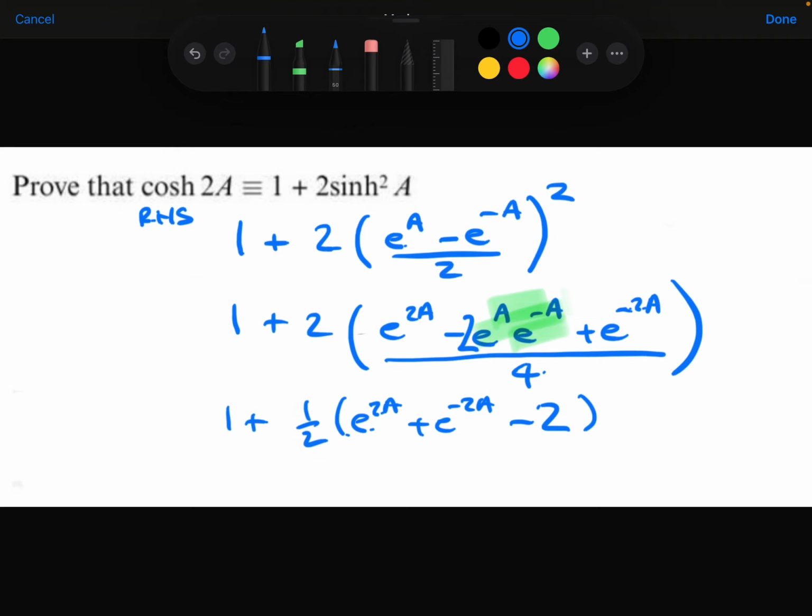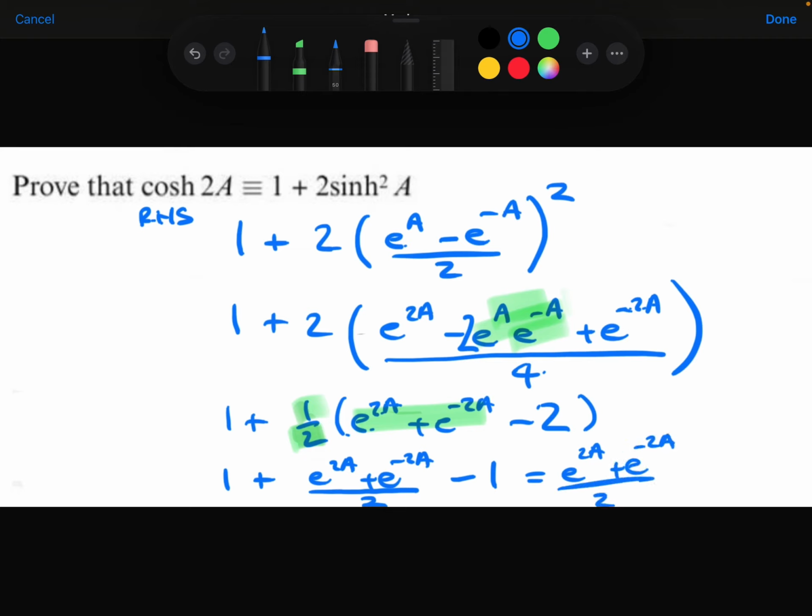Multiplying out that bracket now, I've got 1 plus a half of e to the 2a plus e to the minus 2a, so all of that is halved. I'm just halving all of that in one go. Half of the minus 2 is minus 1. We can see the plus 1 and the minus 1 cancel out, so I just get left with e to the 2a plus e to the minus 2a over 2, which is, by definition, cosh of 2a, which is equal to the left-hand side.